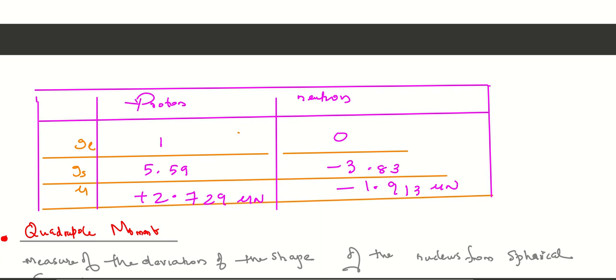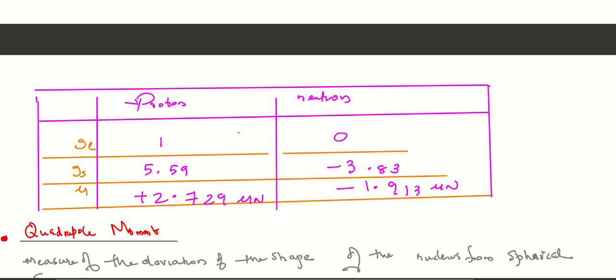Once again, for proton GL is equal to 1, neutron 0. GS is 5.59 for proton, and for neutron, minus 3.83. For proton, mu is equal to plus 2.729 mu n. For neutron, minus 1.913 mu n.